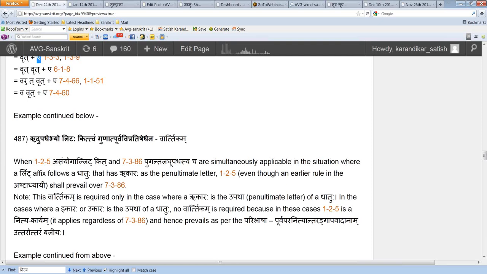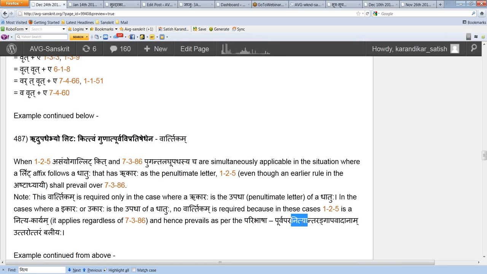And then we have this paribhasha, which we have also seen: purva para nitya antaranga apavadanam uttarottaram baliyaha. So when there's a competition between two rules to apply, we use this set of priorities. First, purva para means that a parakaryam, a later sutram in the ashtadhyayi, will have greater force than a purva karyam and will apply first. Then nitya: if one sutram is nityam, it applies invariably, regardless of the other. If one is nityam and one is anityam, the nityam will have greater force even if it is purva karyam.